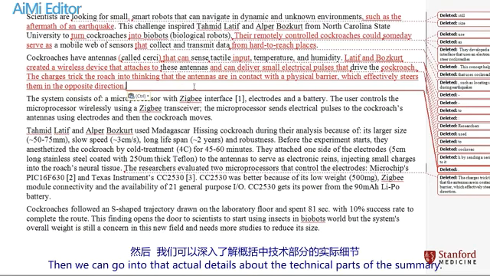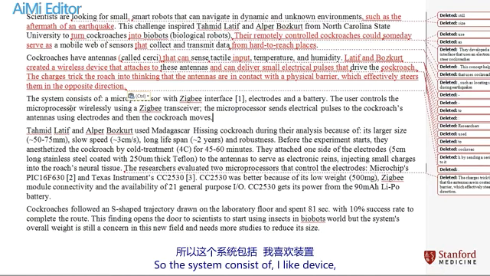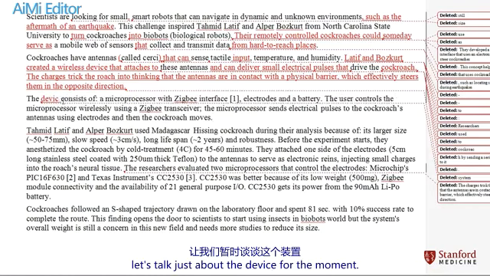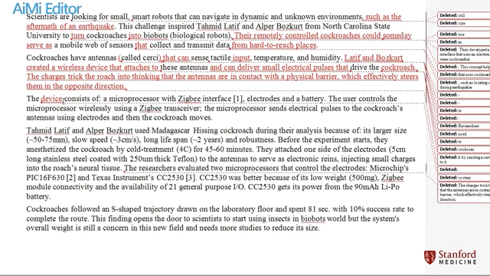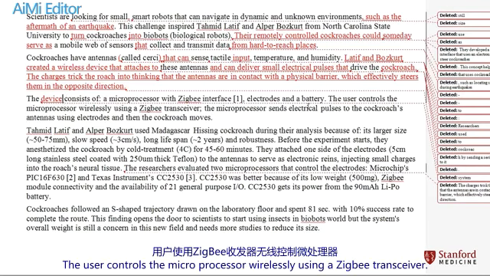Then we can go into the actual details about the technical parts of the summary. So the system consists of, I like device. Let's talk just about the device for the moment. So the device consists of a microprocessor with Zigbee interface, electrodes, and a battery. The user controls the microprocessor wirelessly using a Zigbee transceiver.